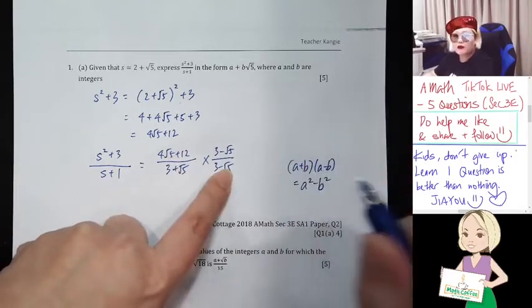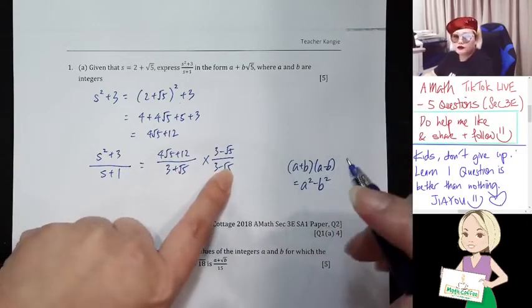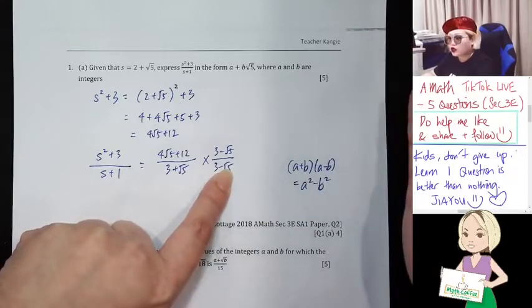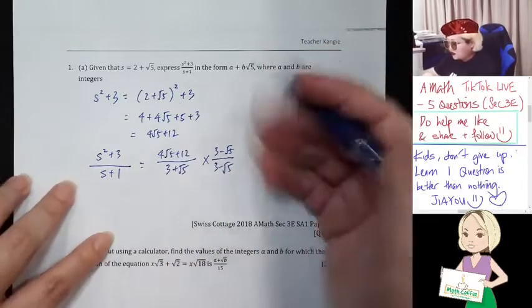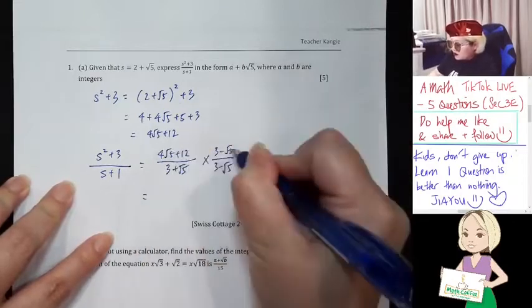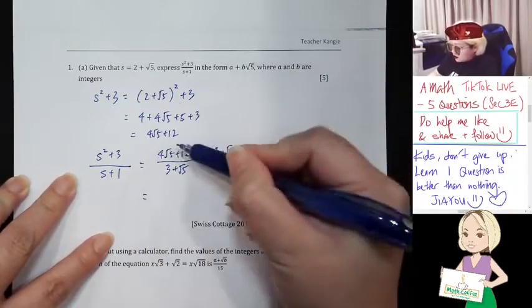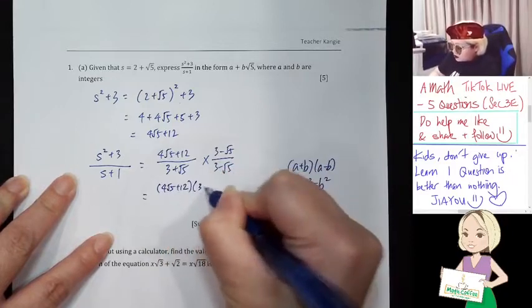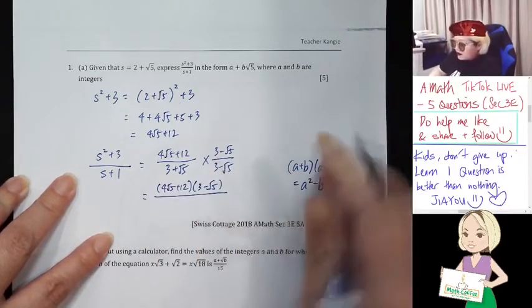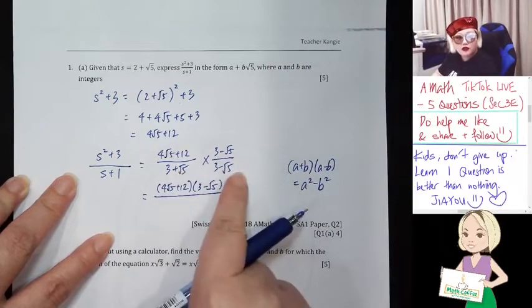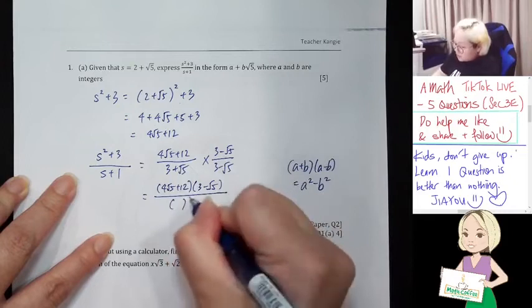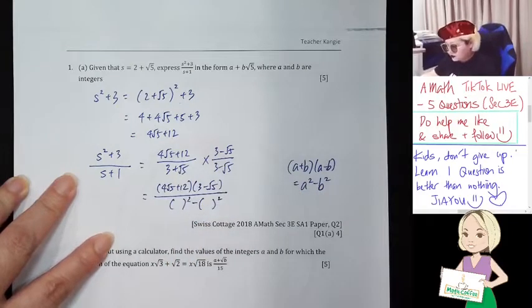So when I times 1, I never change the value. I just want to change the form. Okay? So what I'm going to do is numerator times numerator, so it will be rainbow. So 4 square root 5 plus 12, rainbow with 3 minus square root 5. My denominator is a plus b, a minus b, so I'm going to write it as a squared minus b squared.